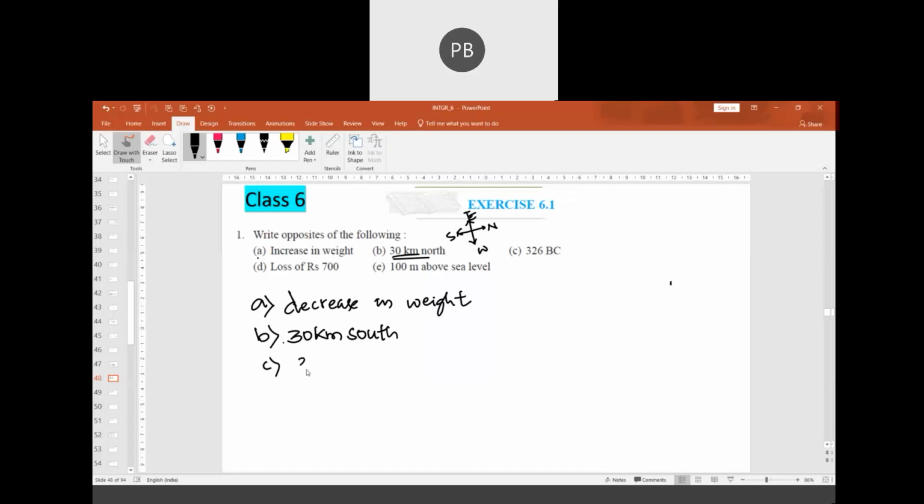Sir, C: loss of rupees 700. The opposite will be profit of rupees 700. Next, 100 meters below the sea level. The opposite will be 100 meters above sea level.